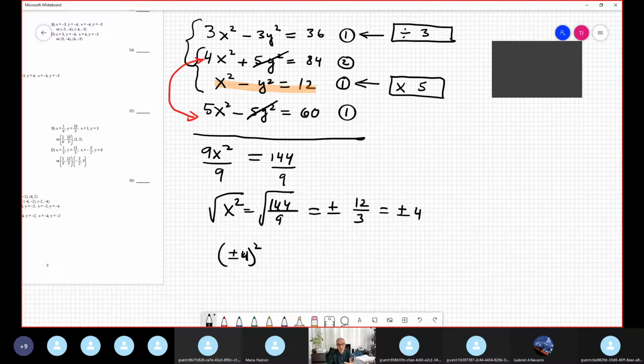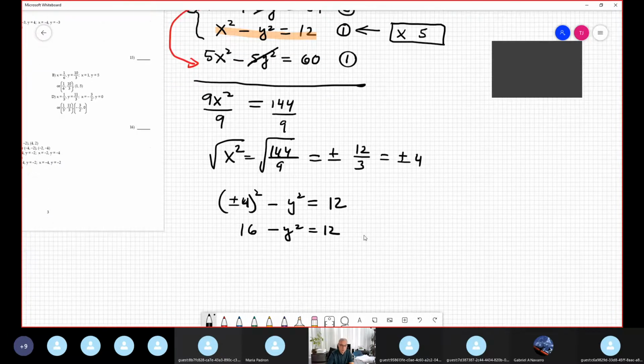Then, minus y squared equals 12. This is 16. It doesn't matter whether you get positive or negative, it's 16. And 16 minus y squared equals 12. Therefore, y squared is equal to 16 minus 12, and that's 4. Equal y squared. Apply the square root to both sides. y is plus or minus 2.